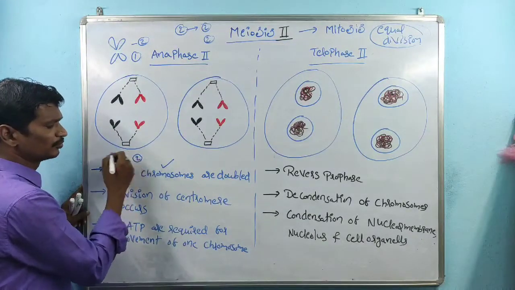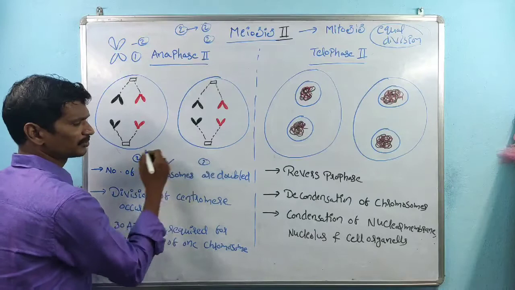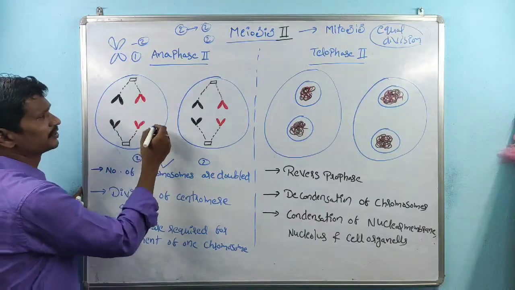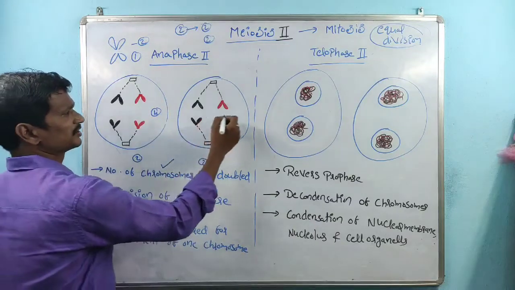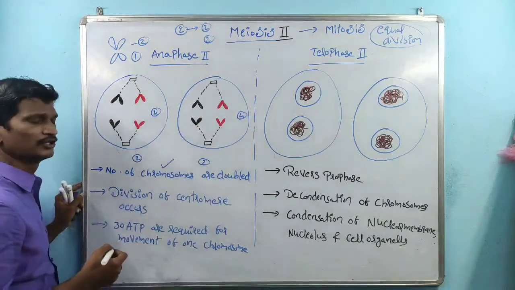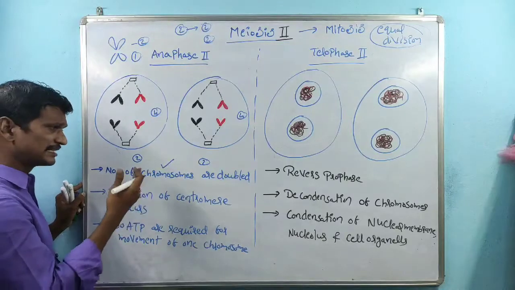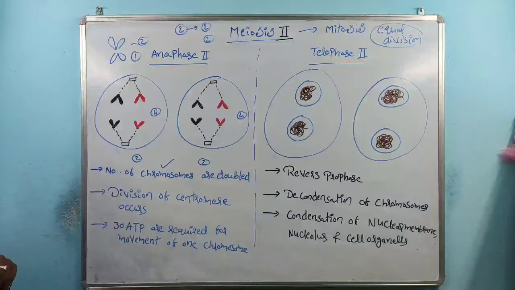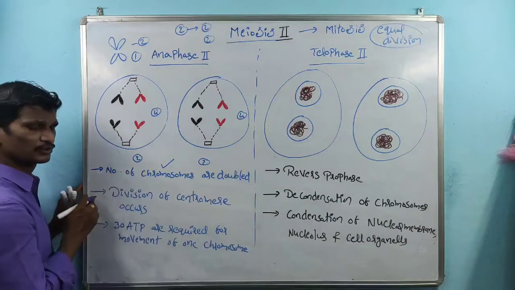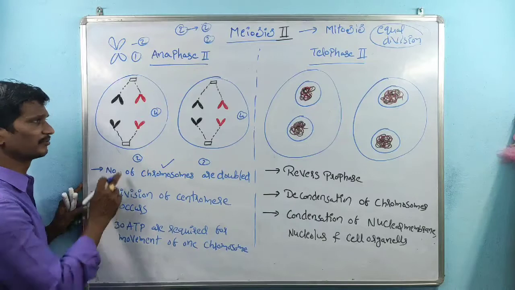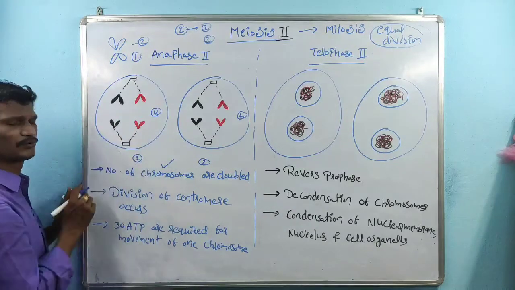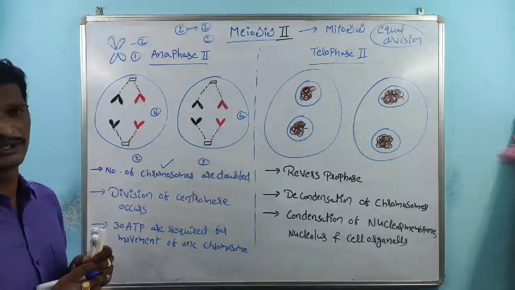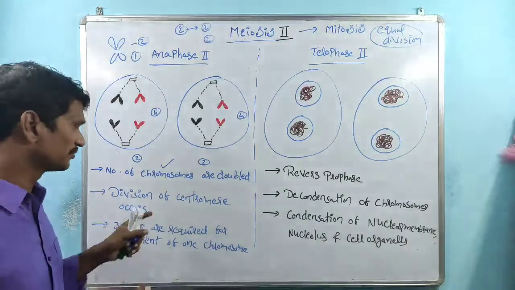Initially this cell has 2 chromosomes. This cell also has 2 chromosomes initially, right? Within that anaphase, after the division of the centromere, here 4 chromosomes are present. Here also 4 chromosomes are present. So this is the increase in the chromosome number, or the number of chromosomes is doubled. So how is the number of chromosomes doubled? By the division of the centromere. Within meiosis 1, within anaphase 1, right, there is no division of the centromere.